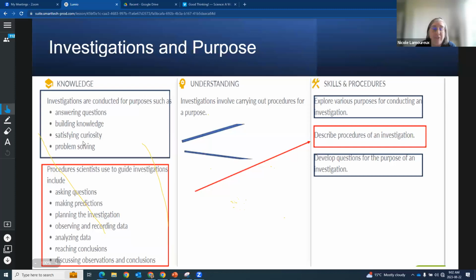Now, the procedures of the investigation is the cycle that I had shared with you at the beginning for grade 2 to 5. This is where it's laid out, okay? And it's sort of implied. It doesn't say that it goes through grades 2 to 5. So that's why I really wanted to pull that out, that these are the procedures that in grade 2 they're expected to describe. You know, asking questions, making predictions, planning, and so on, okay?